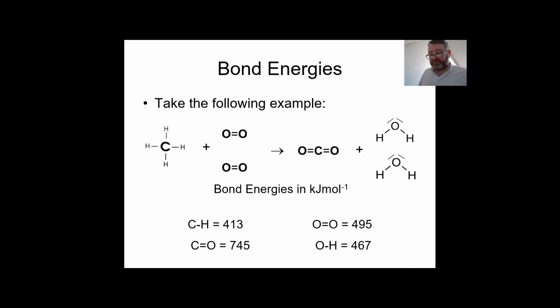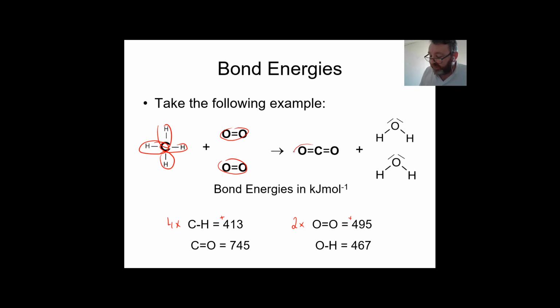Here is CH4. Do you notice there are 1, 2, 3, 4 C-H bonds? So go down here to the table of energies that we have. There are 4 of them. Here there are 2 O2s, so there are 2 of them. All right, so they all have to be broken. So in breaking those, that means that we need 413, which is multiplied by 4, and we need 495, which is multiplied by 2.